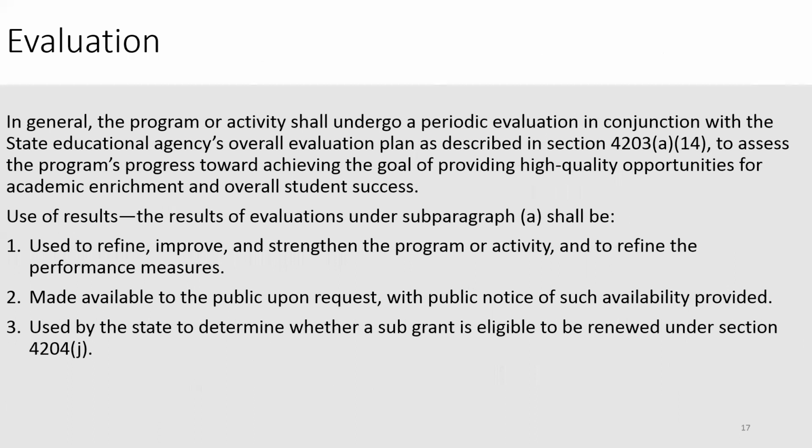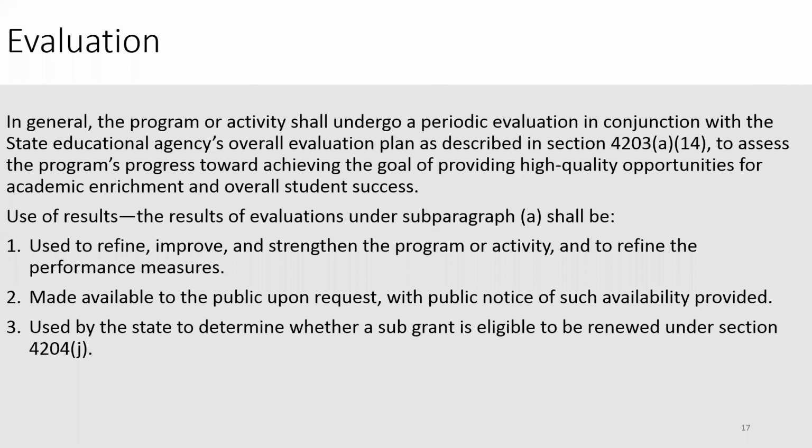So the evaluation section is more informational in the RFP in the first half. And so the program activities will undergo a periodic, I'm sorry, let me back up. This is a definition straight out of ESSA, and it says that the 21st Century Community Learning Centers program shall undergo a periodic evaluation in conjunction with the state education evaluation, which is us, to assess programs' progress toward achieving the goal of providing high-quality opportunities for academic enrichment and overall student success.